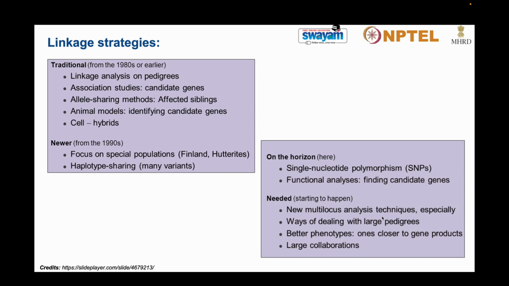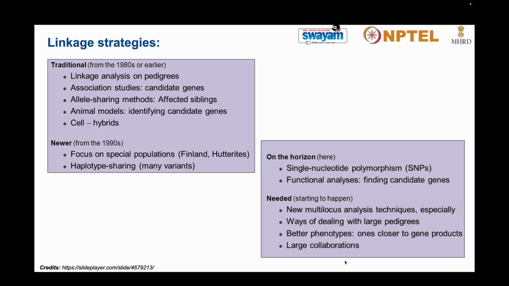Now, if we look to the future, there are certain techniques which are much needed. For example, new multi-locus analysis techniques, because all the approaches or techniques which we have discussed were targeting a single locus. So we require techniques that can target multiple loci and ways of dealing with larger pedigrees, so that if a larger pedigree is given, we have approaches that could deal with it, and better phenotypes, ones closer to the gene products, and then we require larger collaborations. So these are needed and the work is still going on these approaches. With each time the approaches are being updated.